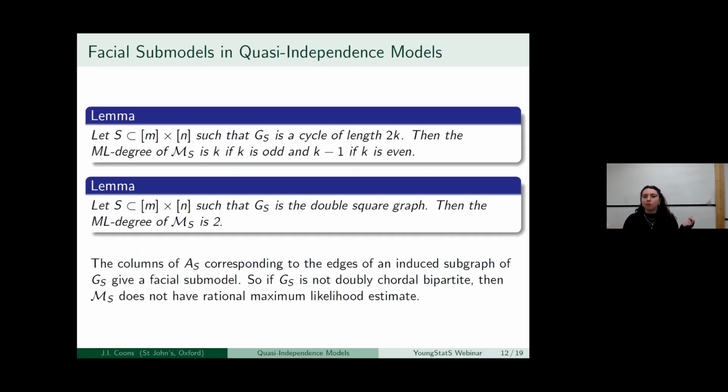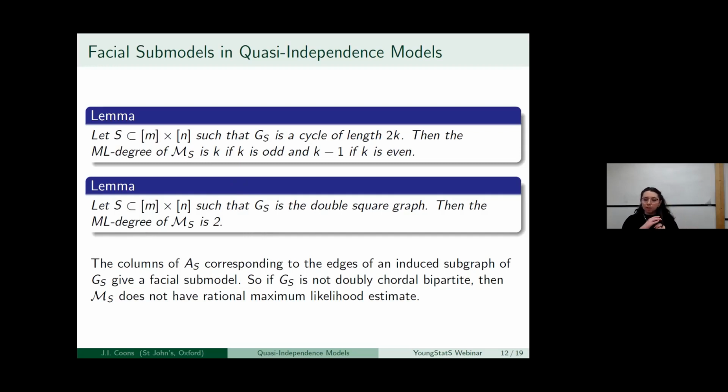Or how can we use this in the case of quasi-independence models? Well, we look at these forbidden induced subgraphs. So if we have a cycle of length 2k, then the ML degree of that model is k if k is odd, and k minus 1 if it's even. So in particular, this is greater than 1 when k is greater than or equal to 3. And for the double square graph, the ML degree is 2.